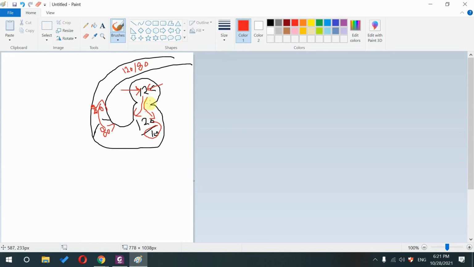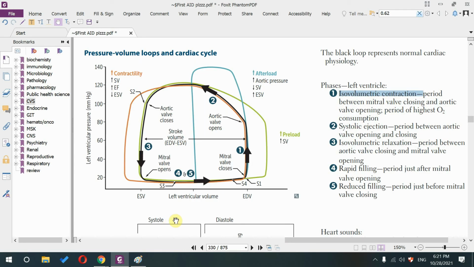So again, we have the rapid filling. It's due just to the opening of the valve. And after that finishes, the left atrium feels that there is still some blood in it. So it pushes that small amount out. And that small push, the contraction of the left atrium, leads to the reduced filling.